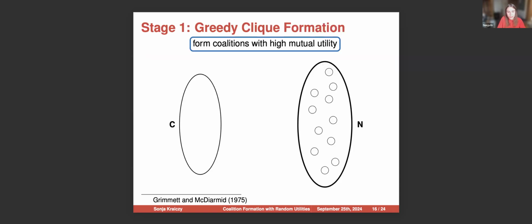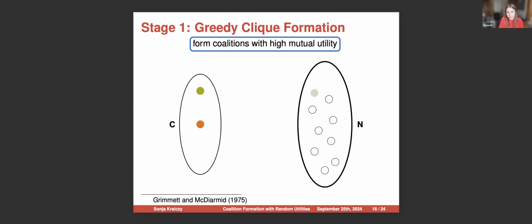So the goal is to form initial coalitions that are of quite nice quality. So agents will have quite high mutual utility for each other. In particular, every pair of agents will like each other in these coalitions. And the algorithm by Grimmett and McDiarmid works roughly as follows. So consider this orange agent, and we just initialize a coalition with the orange agent. And then we consider the green agent. And we want them to mutually like each other. We just arbitrarily define this positive threshold of a half and say green can join if they both like each other, right?